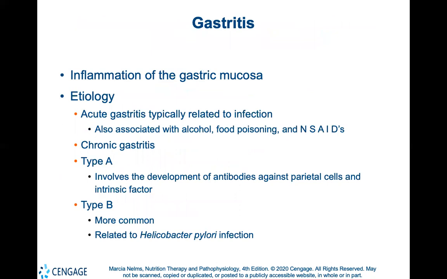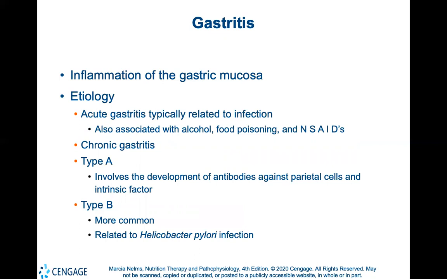Gastritis is inflammation of the gastric mucosa. This condition is not a discrete disorder as it may result from numerous conditions. Acute gastritis is typically related to infection, which may be viral, bacterial, fungal, or parasitic in nature. Acute gastritis can also occur with food poisoning, alcohol ingestion, or medications such as non-steroidal anti-inflammatory drugs.